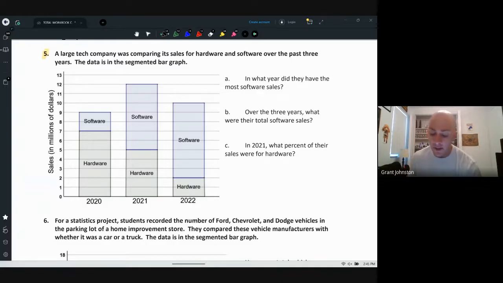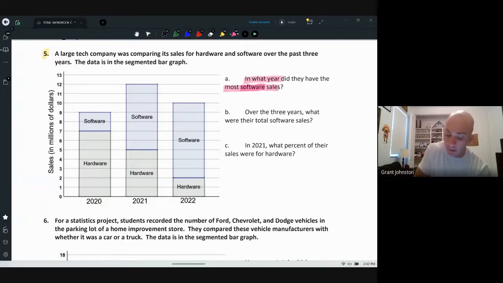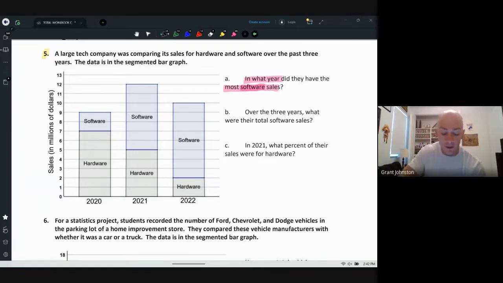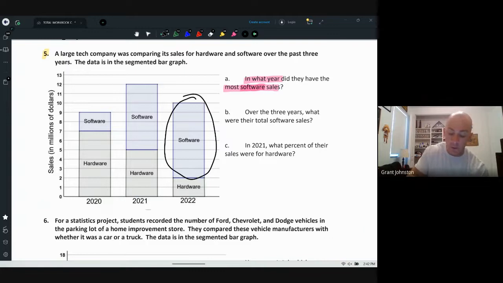It says, in what year did they have the most software sales? So be very careful with this. We're just asking for what year they had the most software sales, not sales overall. 2021, they had the most sales overall, right? That's the most sales overall. But we just want the most software sales. And it looks like 2022 for software is bigger than the other ones.